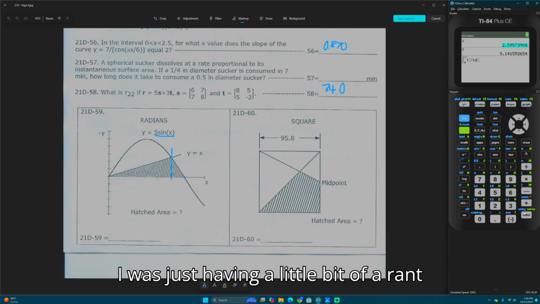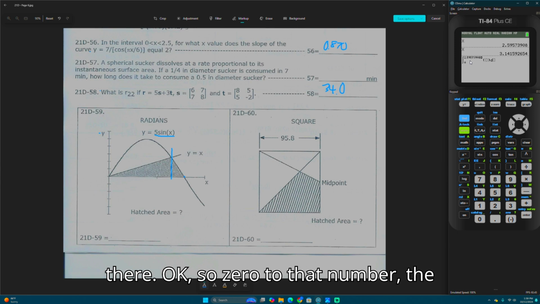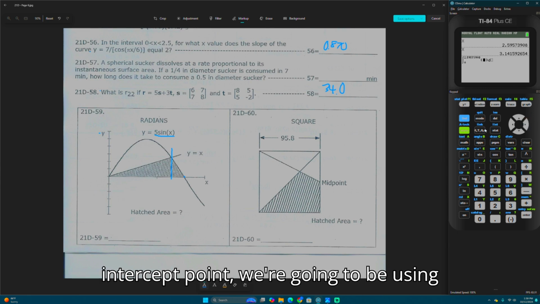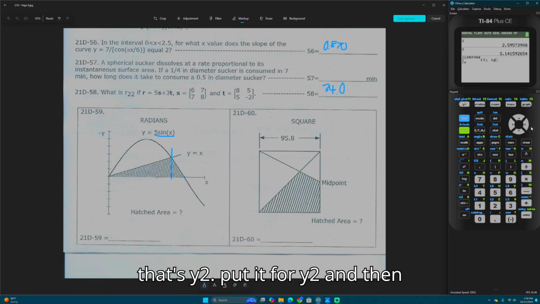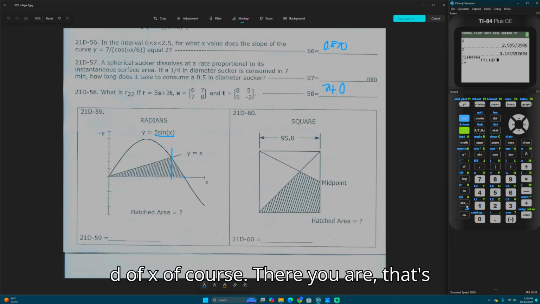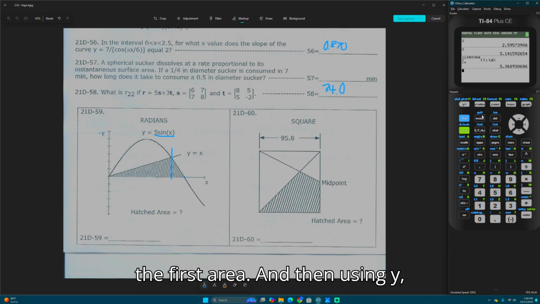I was just having a little bit of a rant there. Okay, so 0 to that number, the intercept point, we're going to be using the y equals x. If I'm not mistaken, that's y2. I put it for y2 and then d of x, of course. There you are. That's the first area.